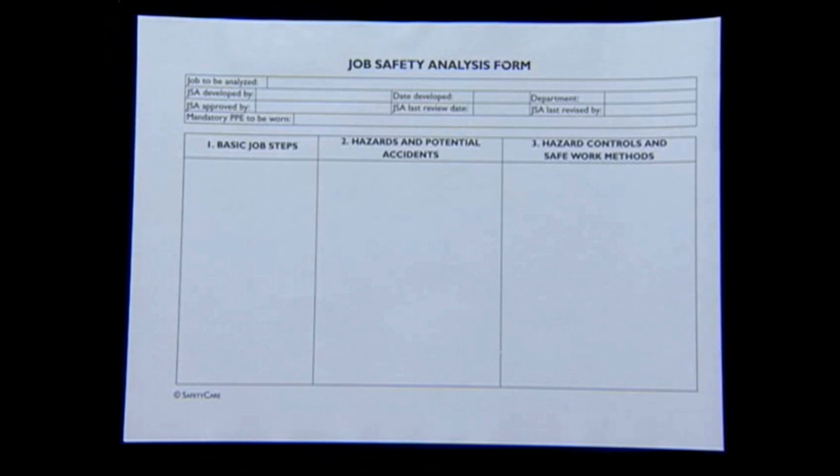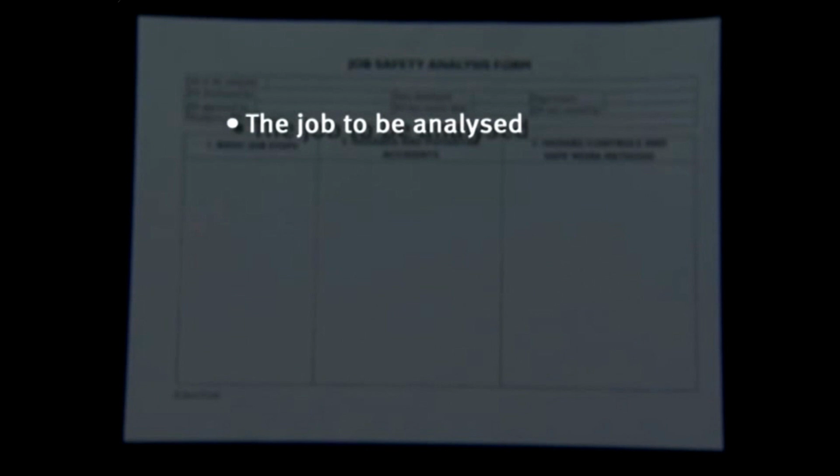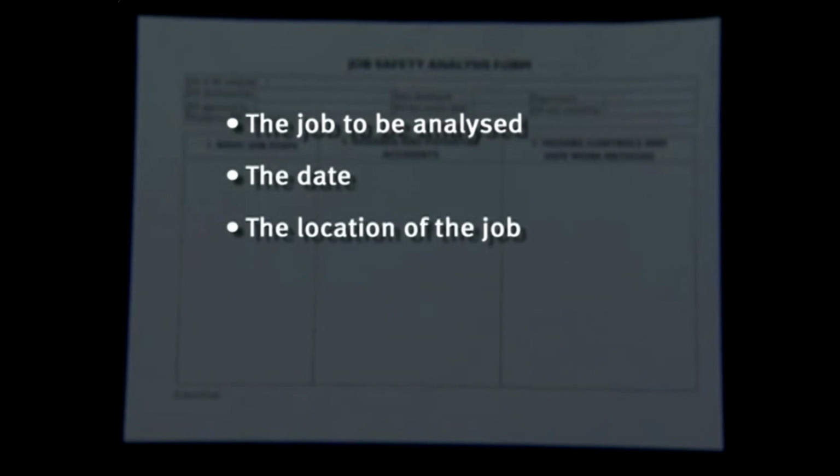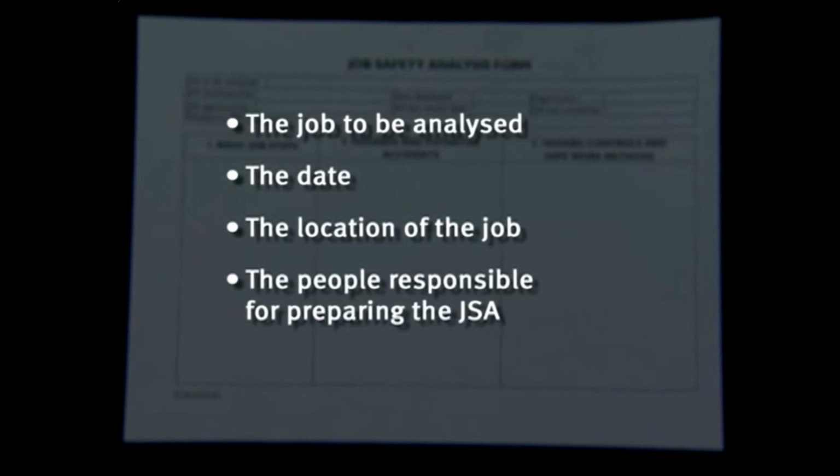A job safety analysis is a three-part process and is written up on a form with a layout like this. At the top of the form are basic details which include such things as the job to be analysed, the date, the location of the job, the people responsible for preparing the JSA, and so on.